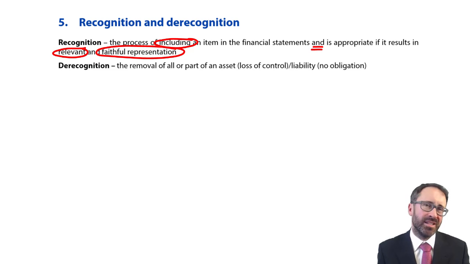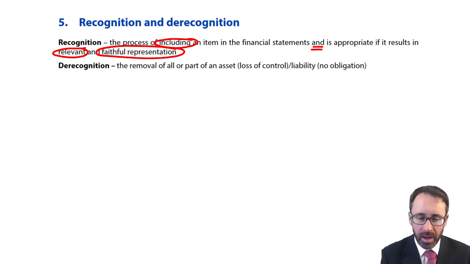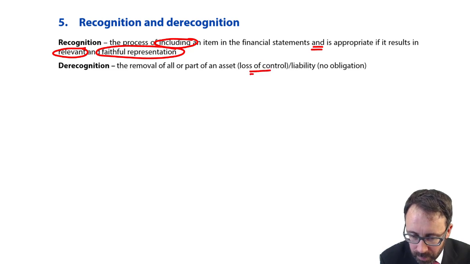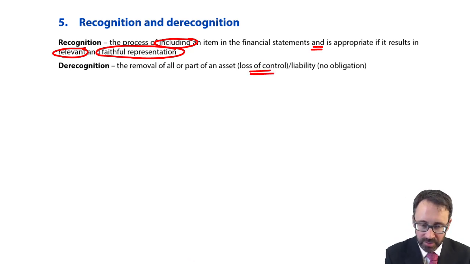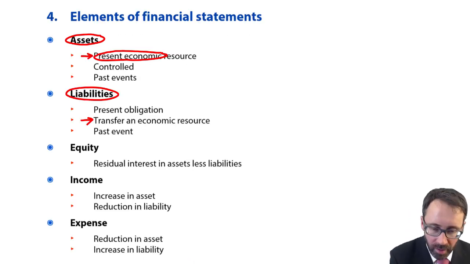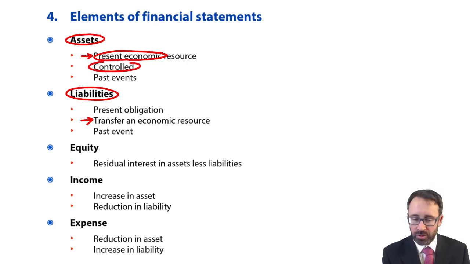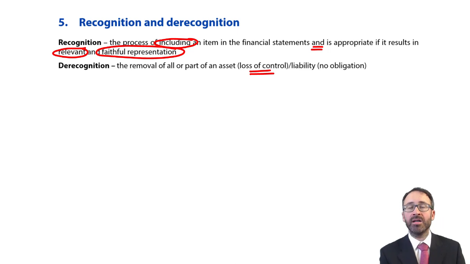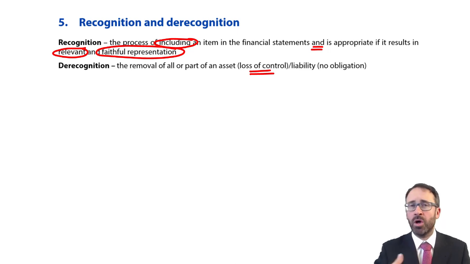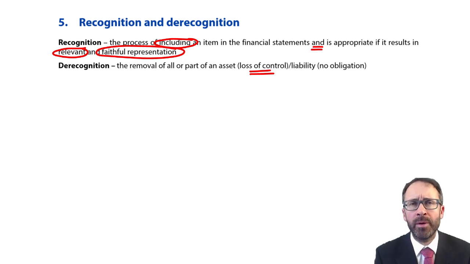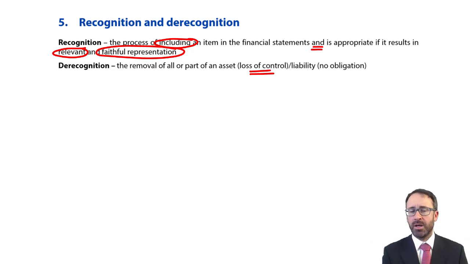Derecognition, not very exciting at all, really. You remove it basically when there's been a loss of control, which if you tie back to the definitions of your asset, one of the definitions is that we had control. So if you no longer have control, derecognize the asset. Makes sense, doesn't it? So if you've sold your item of PPE, boom, it's gone. You don't control it anymore because you've sold it to somebody else.